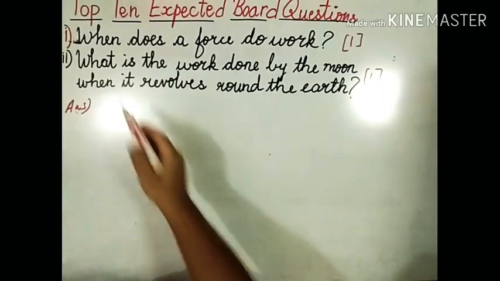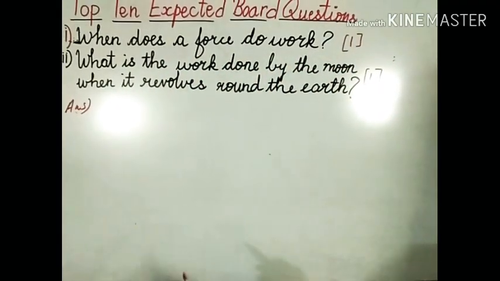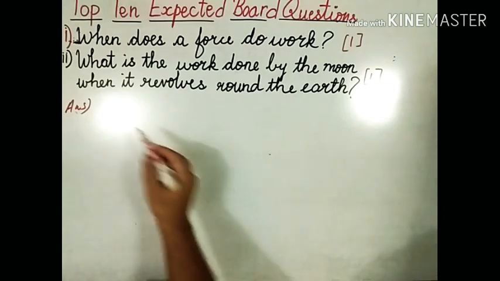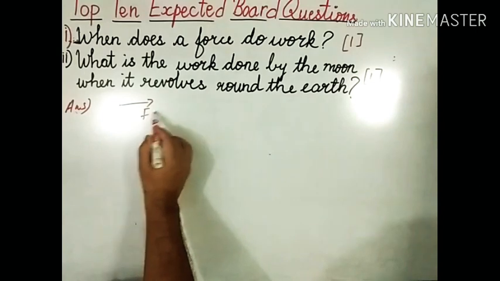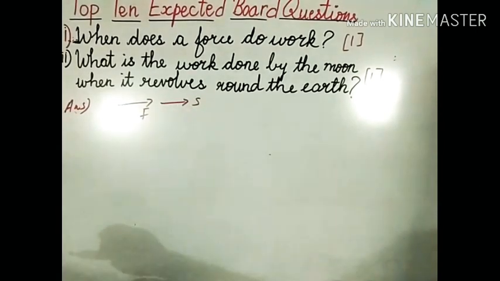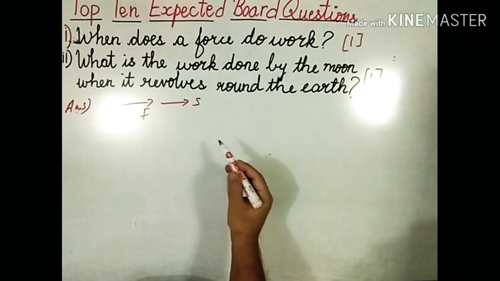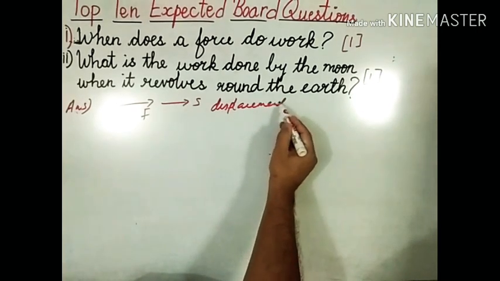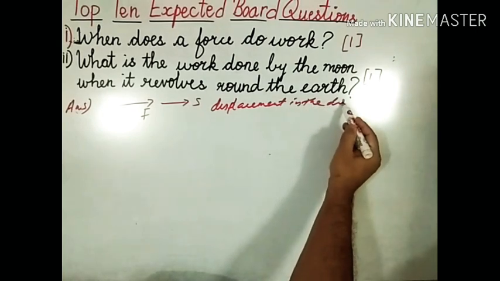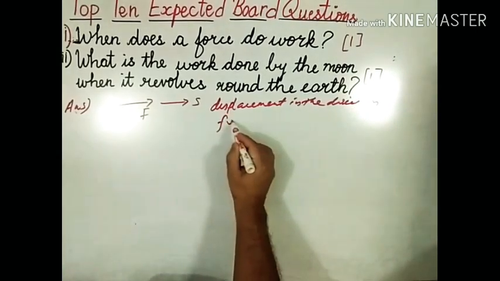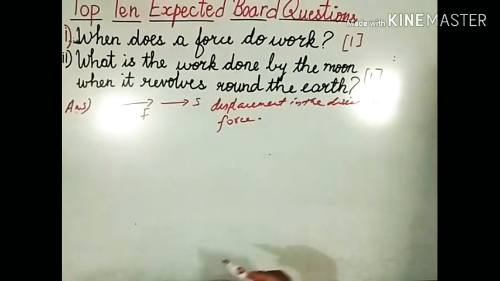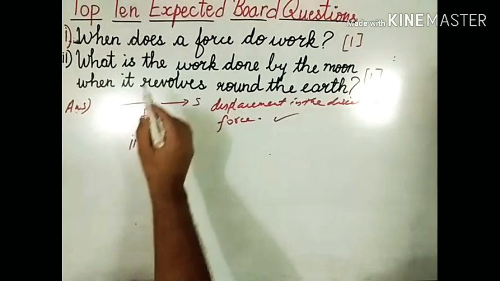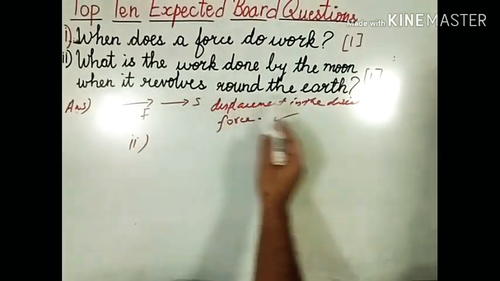So the first question is, when does a force do work? As you know, force does some work when the displacement is in the direction of the force, when force and displacement are in the same direction. So I can write: when displacement is in the direction of force, the force is said to be doing some work. Okay, clear? The second part, what is the work done by the moon when it revolves round the earth?